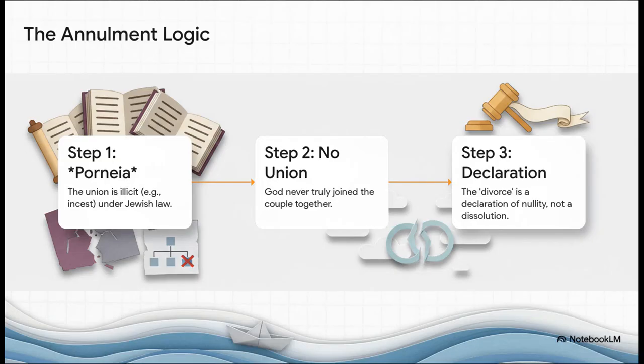And the logic for that main explanation, the annulment one, is actually pretty straightforward. Step 1. The word porneia refers to an illicit union, something forbidden by Jewish law, like marrying a close relative. Step 2. If the union was unlawful from the start, then in God's eyes, he never joined them together. So step 3, the divorce isn't actually dissolving a marriage. It's just a formal declaration that a real marriage never existed to begin with. And that, right there, would explain Matthew's very specific choice of words.